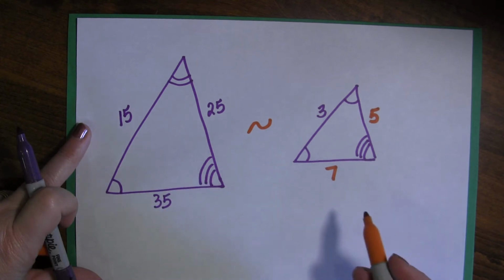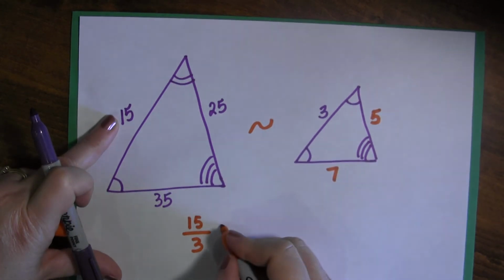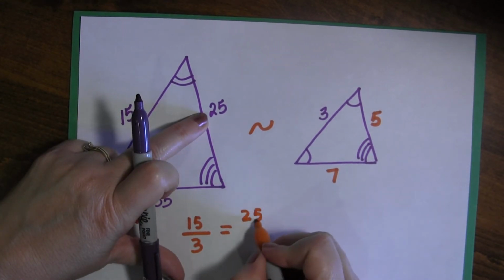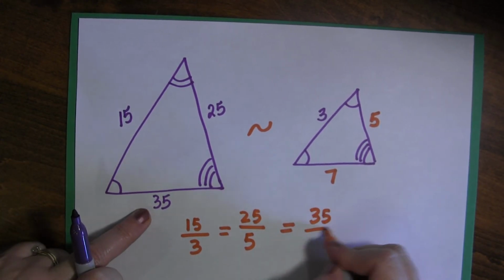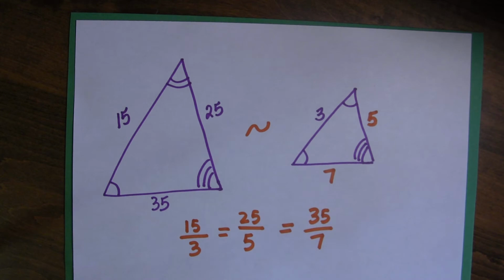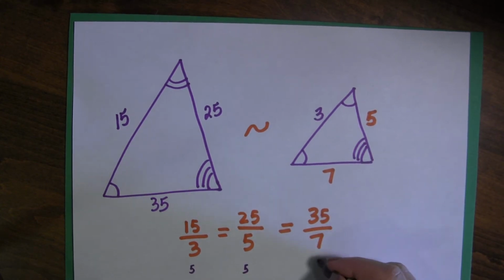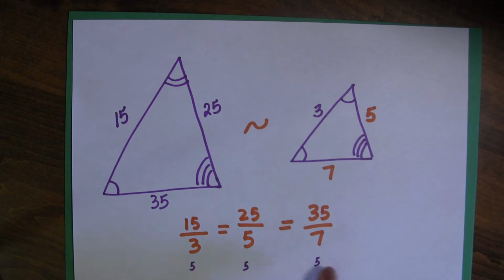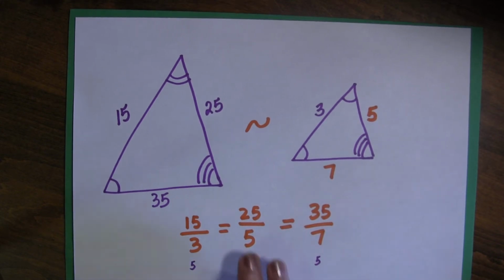Writing it according to our definition, we would say that 15 divided by 3 equals 25 divided by 5, which equals 35 divided by 7. If you multiply that out, 15 divided by 3 is 5, 25 divided by 5 is 5, and 35 divided by 7 is 5. See how those are all the same? That is because we know that these are similar triangles, so that ratio always has to be the same.